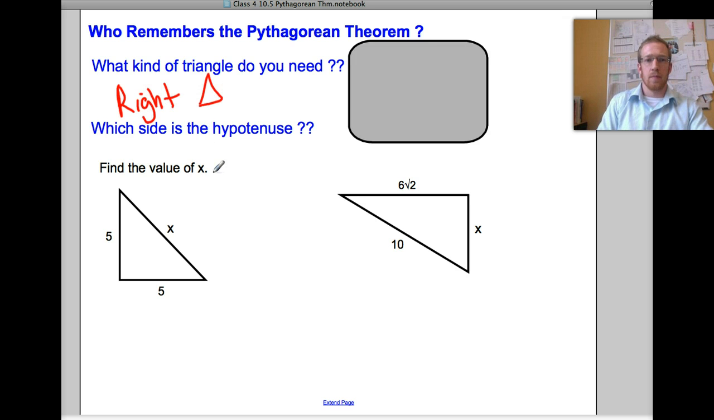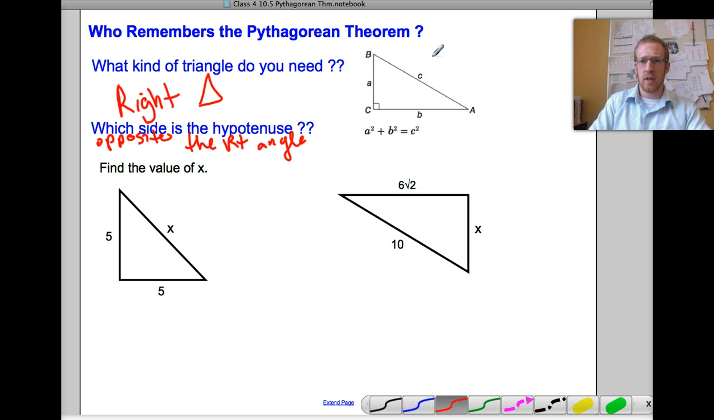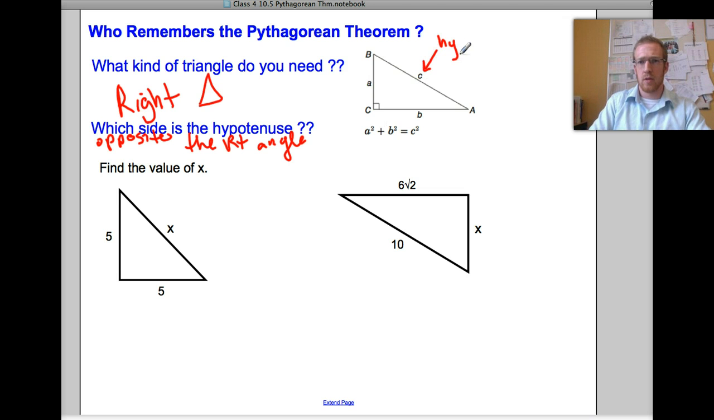And then, which side is the hypotenuse? It's always the one that is opposite the right angle. So remember, a right angle is a 90-degree angle. So if we're looking at something like this, this would be our right angle. It's a 90-degree angle. So that makes this the hypotenuse. And we call these two the legs.